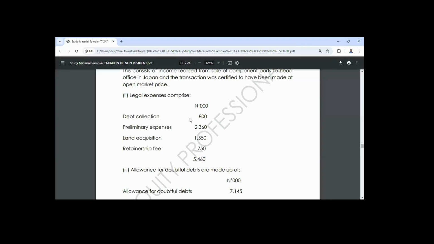Retainership fee, is it allowed or not allowed? It's allowed. Retainership fee simply means you retain your lawyer, your legal practitioner, every year so that they will still be serving as your company lawyer. There is an agreed fee between the two of you. It's allowed.